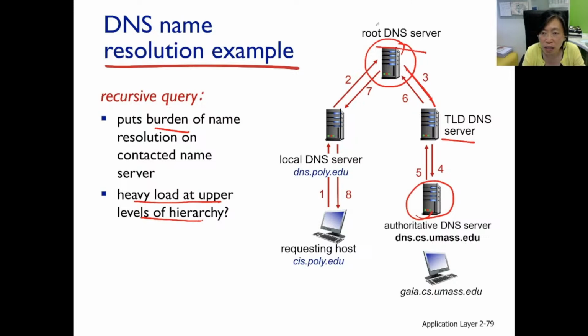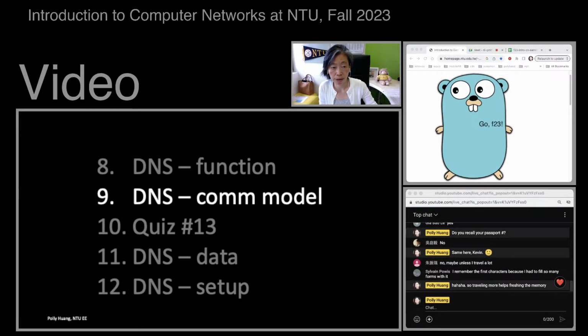Keep in mind, there are only some tens of physical root DNS servers. If everyone is always sending queries to the root, we could quickly bring down all these root DNS servers. And that's not really a viable solution. Therefore, recursive query is an option that we try to disable at the local DNS server. All right, so that's DNS and how it works.